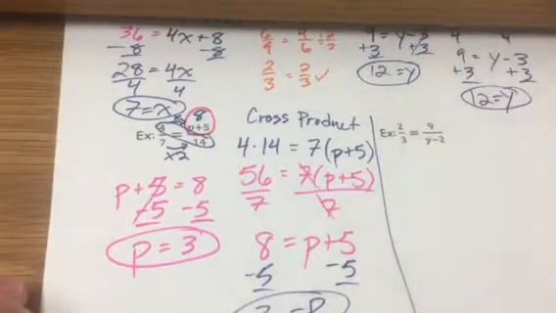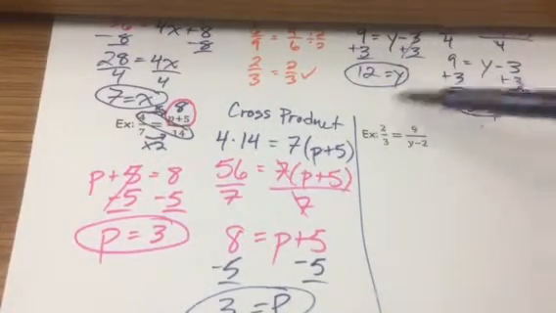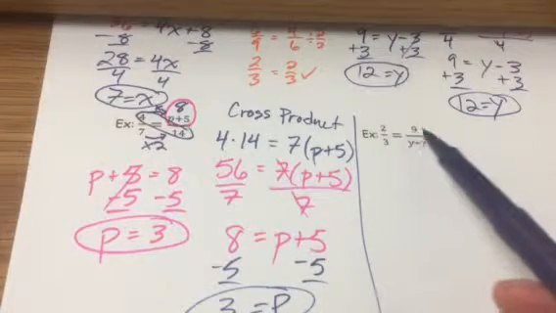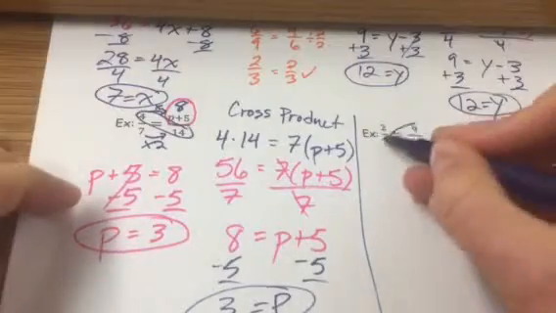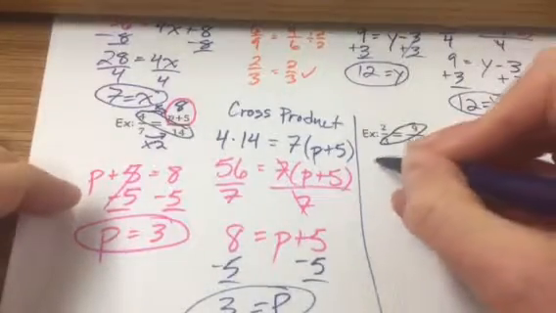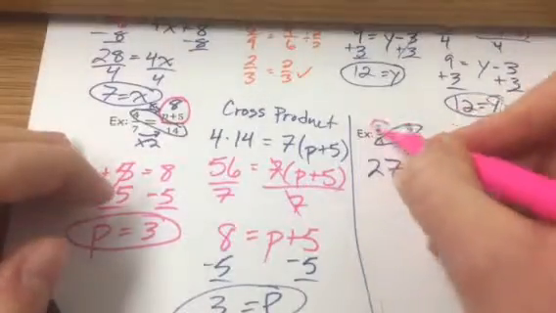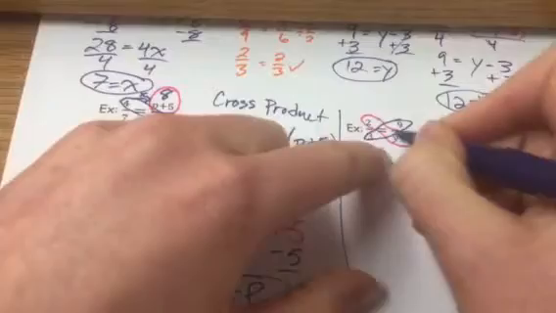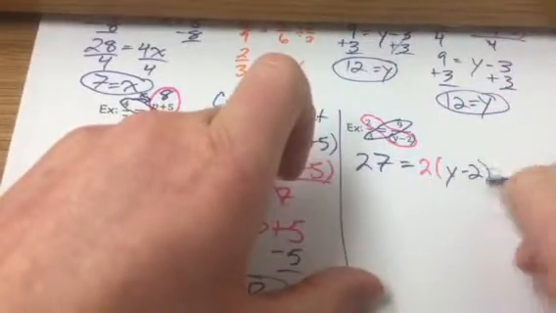Now let's take a look at this next one. Unfortunately, equivalent fraction route is not an option for us here because I can't turn 2 into 9 nicely. So I'm going to go straight for the cross product right off the bat. So I'm going to multiply my opposites. So it's going to be 27 is equal to 2 times, remember I have to multiply it by the entire denominator, so I'm going to use parentheses, 2 times y minus 2.